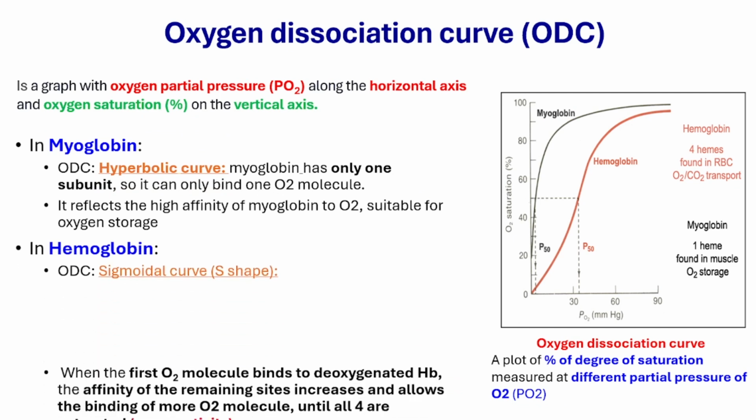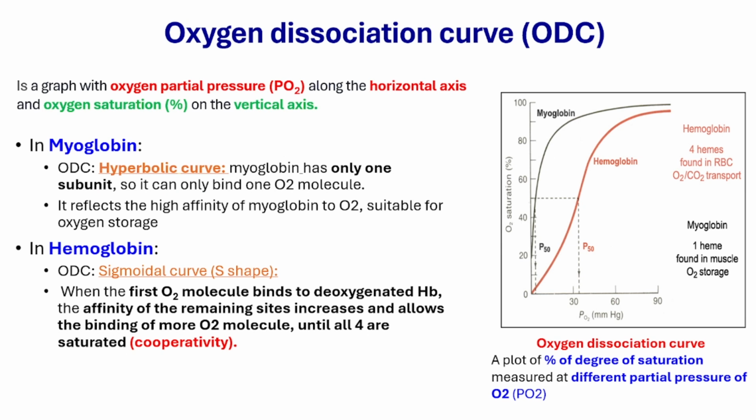Oxygen dissociation curve. This is a kind of presentation of the oxygen saturation. So you know that I have a site for oxygen binding, right? How many binding sites of oxygen do I have in myoglobin? In myoglobin, how many binding sites do I have? 1. In hemoglobin, I have 4. So this is the oxygen saturation. It means how many sites have been saturated by the oxygen.